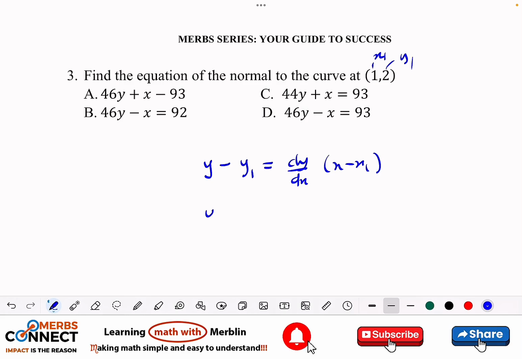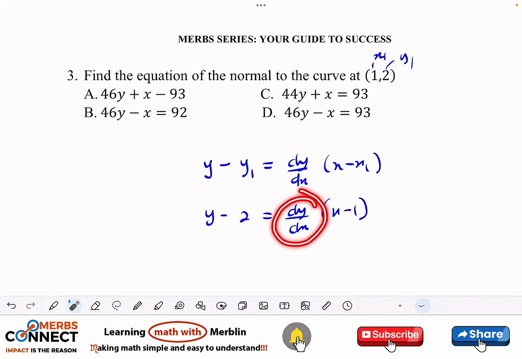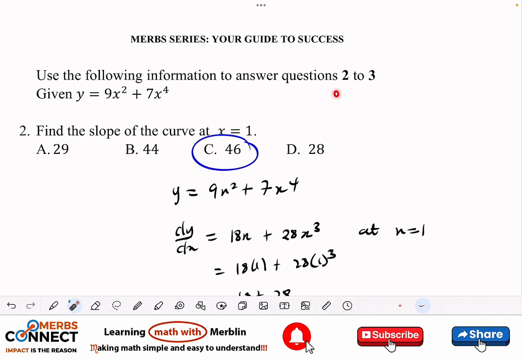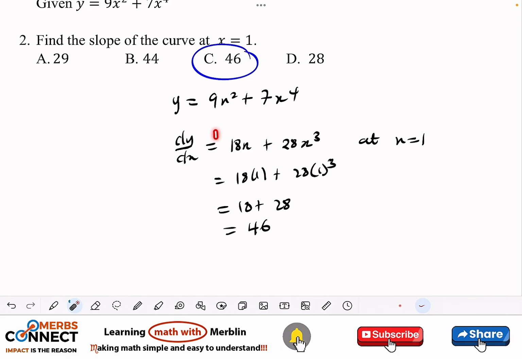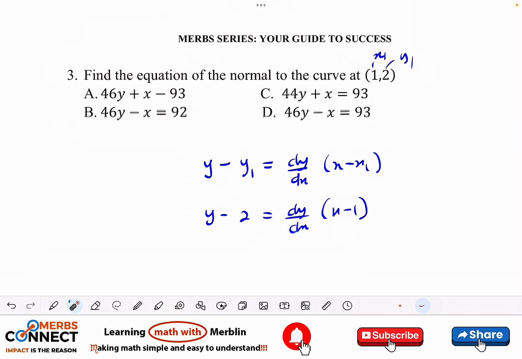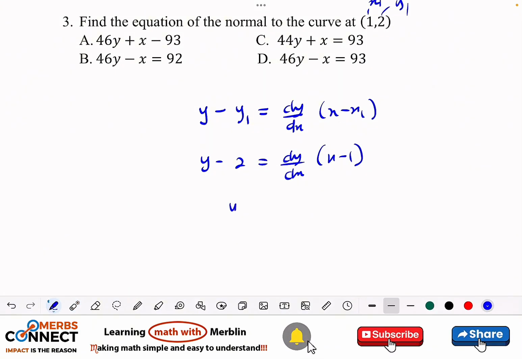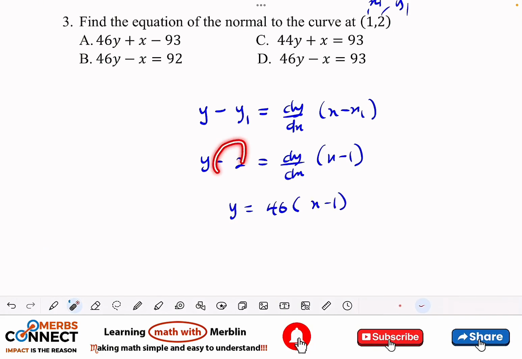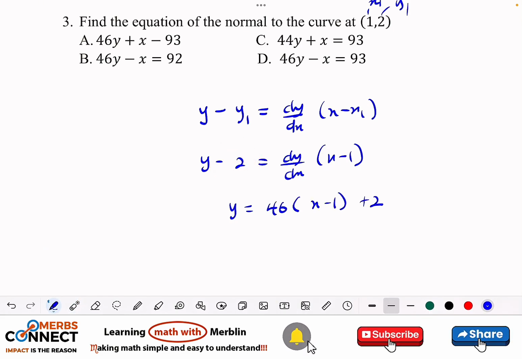So let's do that. y minus 2 is equal to dy over dx, and then x minus 1. But what is dy over dx? Remember, we are using this one to solve question 2 and 3, and we've already found dy over dx, which is 46. So we can just plug it in. 46 times x minus 1. When I move the 2, minus 2 becomes positive 2.